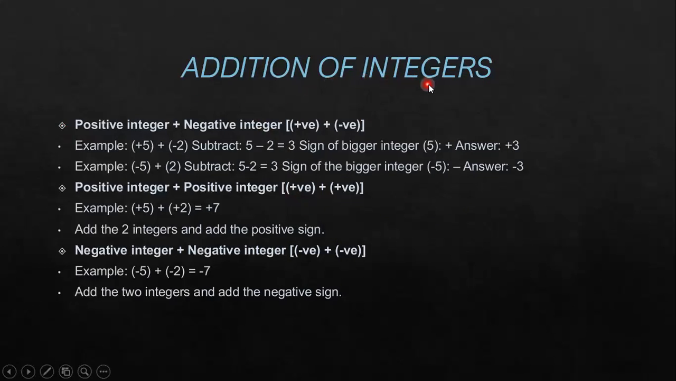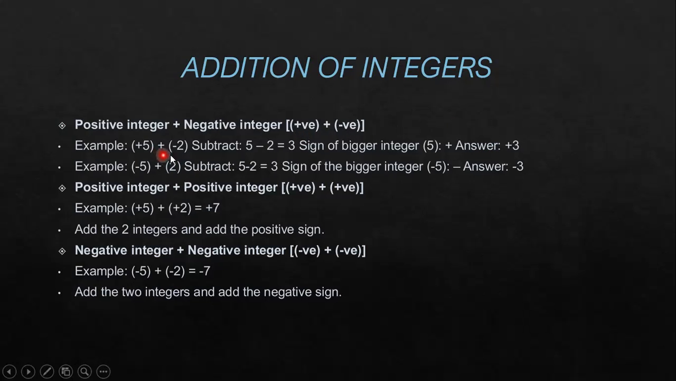Next, addition of integers. How can you add the numbers? Positive integer plus negative integer. For example, if you are adding one positive number and one negative number, what value will you get? See here, +5 and -2. Here +5 is a positive number and -2 is a negative number. First you have to subtract, 5 minus 2, then you will get 3. For the bigger number, whatever sign it has, you have to put that sign in the answer.